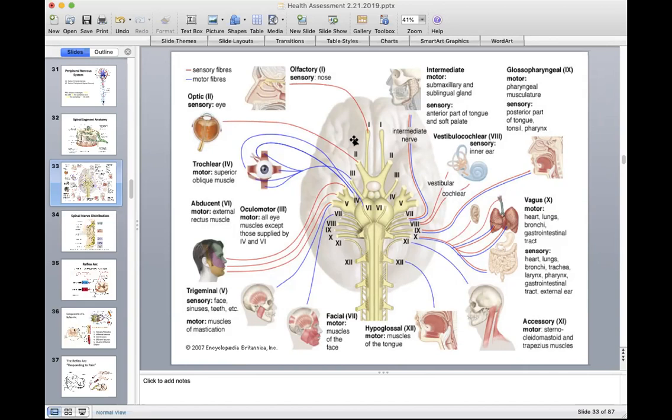Number 5 is the trigeminal nerve. Trigeminal nerve has 3 branches. You can see it's got sensory to the face, the sinuses, and the teeth, and the motor nerve is muscles of mastication. So it's the masseter and the mandibular muscles, or the temporal and the masseter muscles. And trigeminal neuralgia, which is a real serious pain phenomenon, is very real and very difficult for patients.